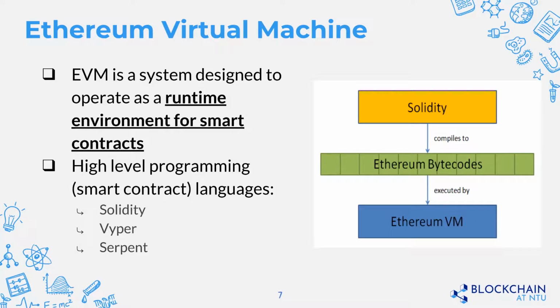Okay. So the EVMs are designed to operate as a runtime environment for smart contracts. On the EVM, what it really runs on is the Ethereum bytecodes or opcodes. However, these opcodes are very difficult for programmers to understand. And if you keep programming in a low-level language, it's easy to make mistakes. So that's why people have come out with high-level programming languages like Solidity, Viper, and Serpent. And for today's lecture, we'll be going through how Solidity works.